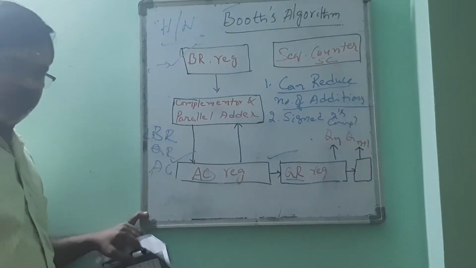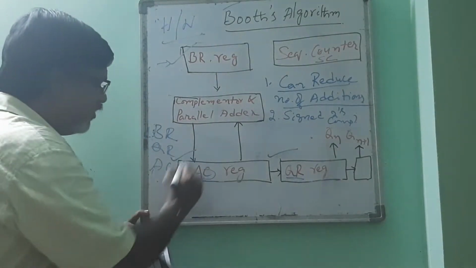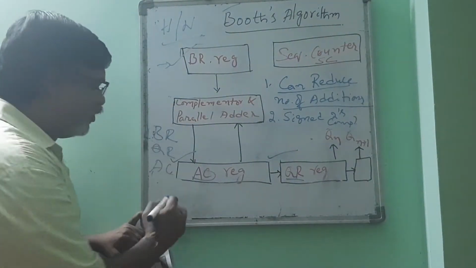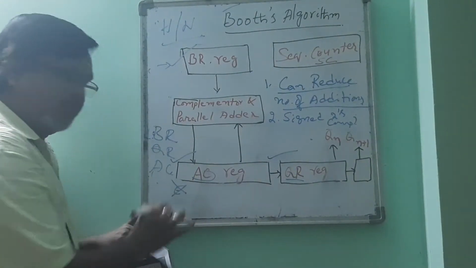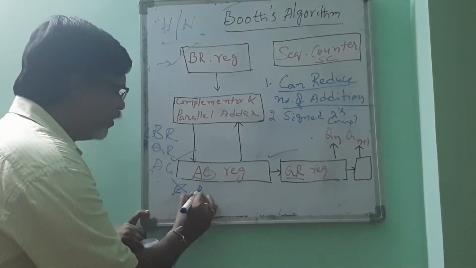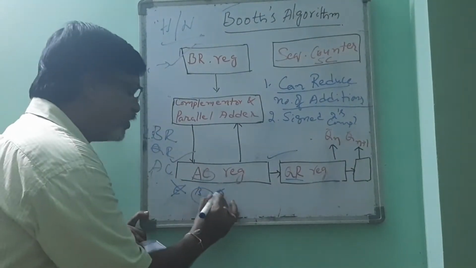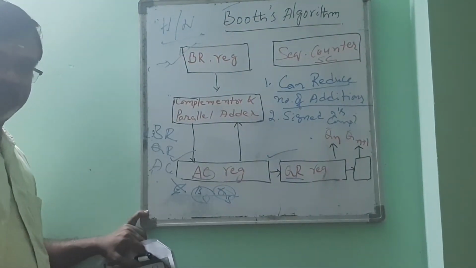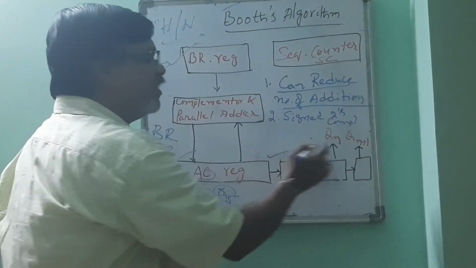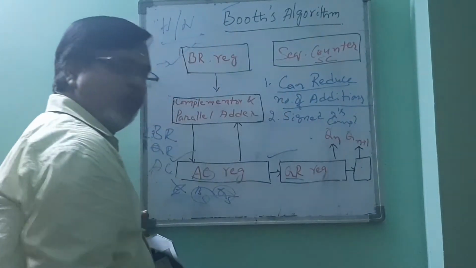So register 1, register 2, register 3: 3 registers we used. Apart from these 3 registers, in the previous algorithm we used 3 flip-flops. I told you the E flip-flop stands for the carry. Here there is no E flip-flop. The BS flip-flop stands for the sign bit of the B value, and the QS flip-flop stands for the sign bit of Q. These are not used in this concept. Here, along with that, we are using one extra flip-flop called Qn plus 1.